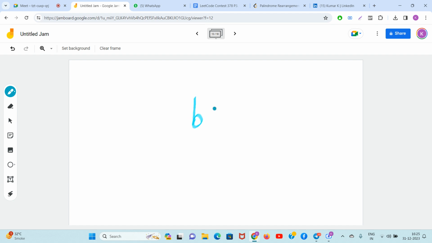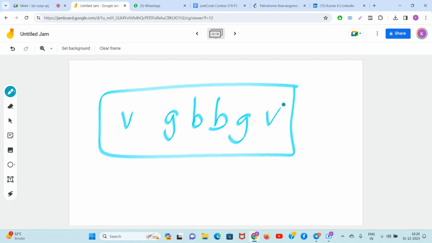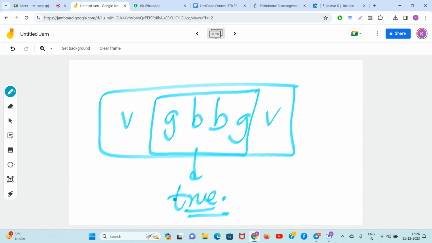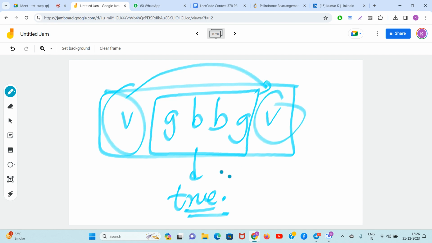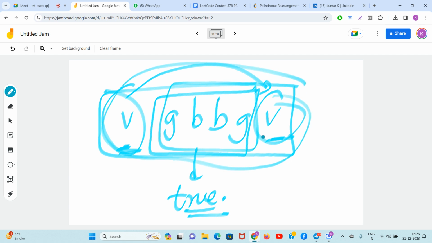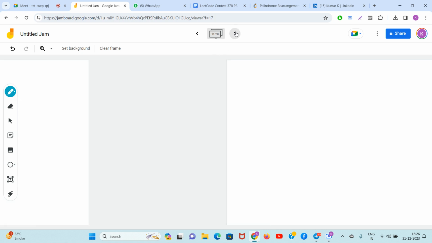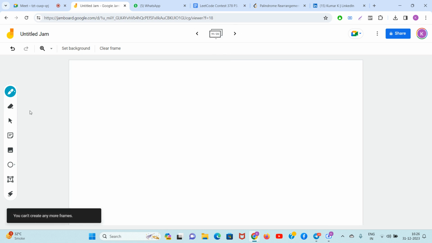Let's write B, B, G, G, V, V. Okay. Now, let's say you know that this much part is a palindrome. Okay, this is true. So what you can do is now you can check, is the first character equal to the last character? Yes. If the first character is equal to the last character and the middle part is a palindrome, it means that the whole string is also a palindrome. Everyone write yes in the chat if they understood this basic concept. Now, I can show you one more brilliant example.